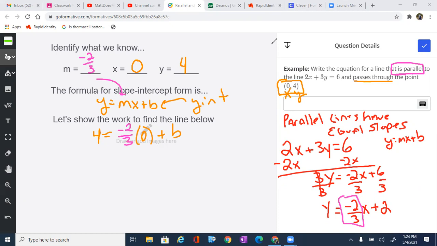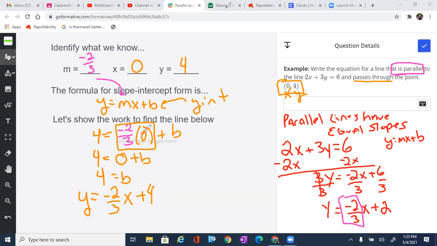Well, in this case, it works out really good because the x is 0. So I just say 4 equals negative 2/3 times 0. Any number times 0 is just 0. So I put 0 plus b. And then b plus 0 is just b. So it is b equals 4. Now, at this point, all we're going to do is rewrite our equation with the information we have. It is y equals our slope, which is negative 2/3, with the x, and then our y-intercept of 4, our b value, which is 4.